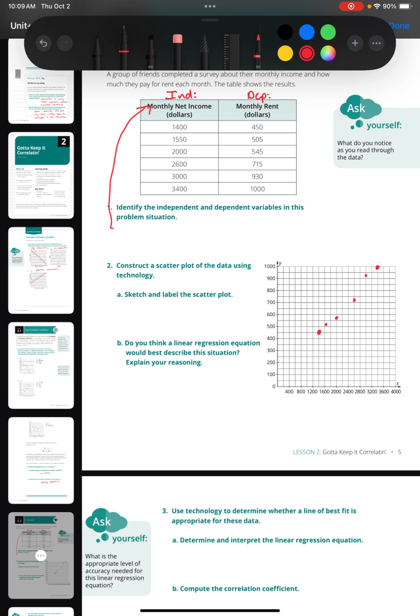It says, do we think a linear regression equation would best describe this situation? I'd say yes. It appears to be linear, and I'd say it looks like it has a strong positive correlation.